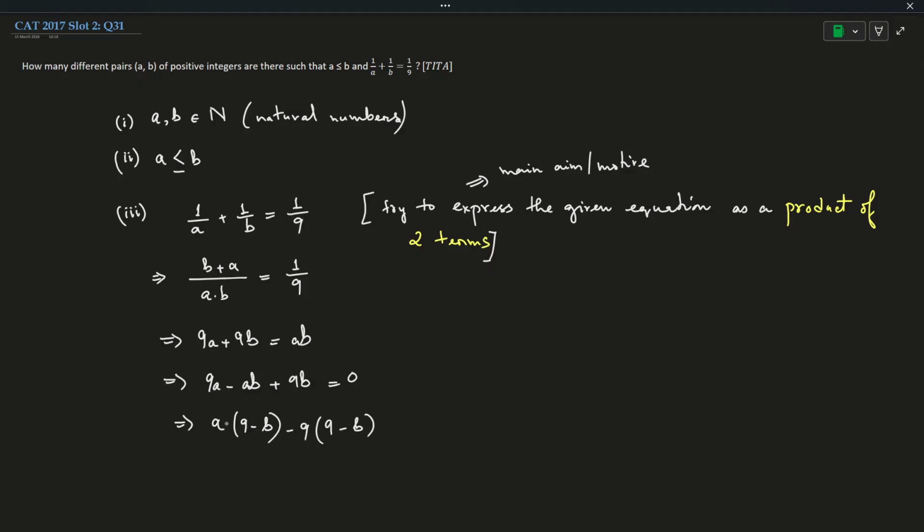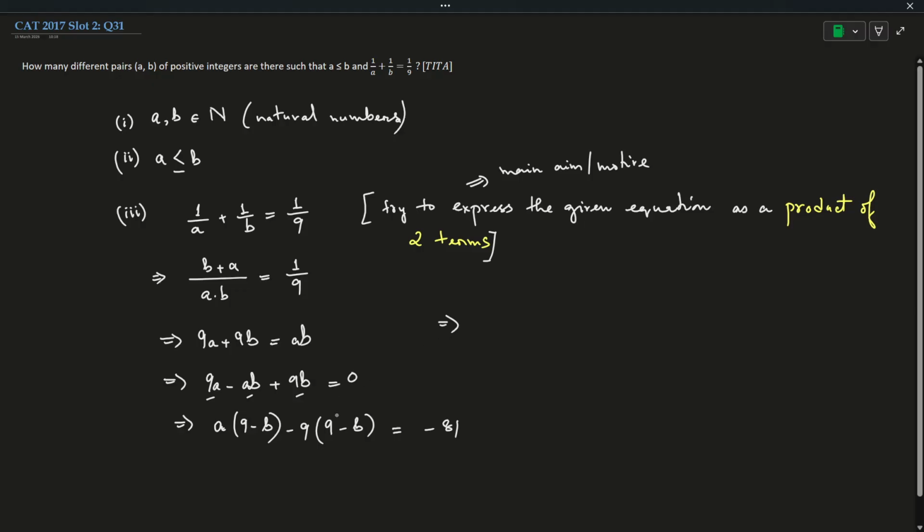So see, 9 into a will give me 9a. This is a, guys. This is not 9, this is a. I am taking a common, right? So a into 9 is 9a. A into minus b will give me minus ab. Minus 9 into 9 will give me minus 81, right? And minus 9 into minus b will give me plus 9b. That means I am adding a minus 81 here. That means I have to add another minus 81 in the right hand side as well. Correct, guys?